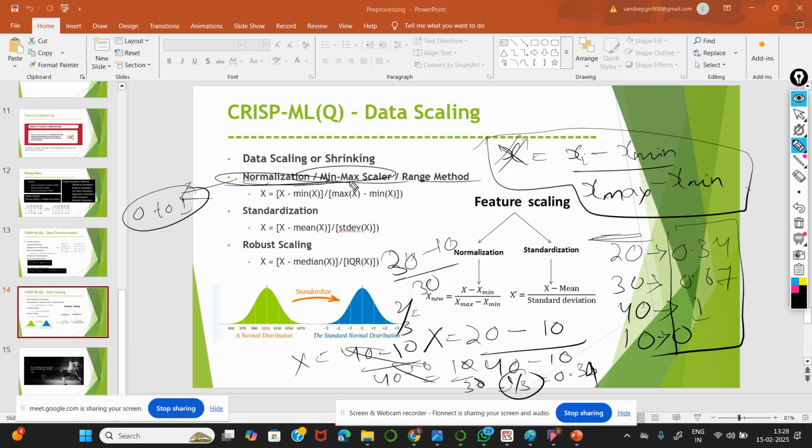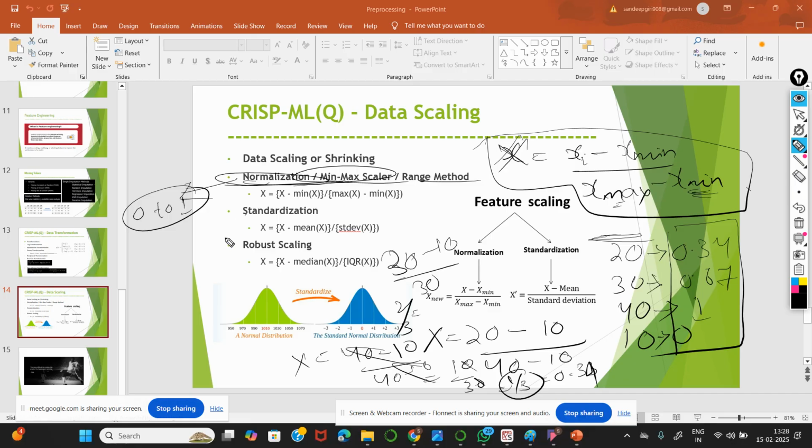It is also known as min max scaler, because of the usage of maximum and minimum. It is also known as range method. Why? Because the range formula is maximum minus minimum, and here we are using the formula for range. Yes, we are using the formula for range. Fine. So with normalization, all the data are going to be converted between 0 to 1.